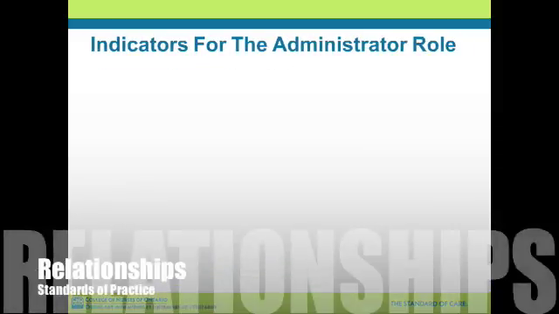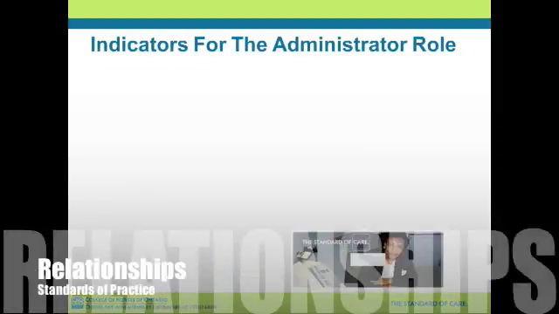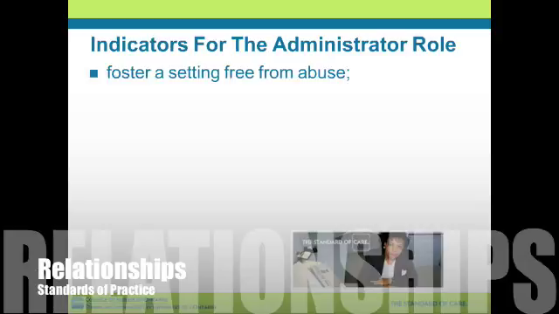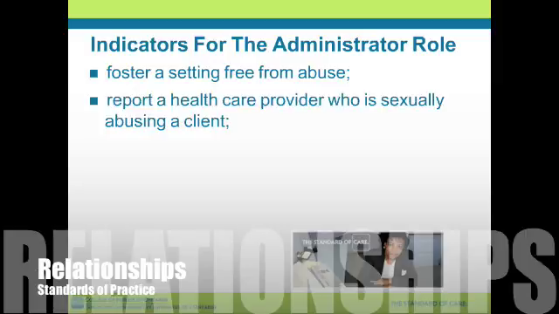In addition to the indicators for all nurses, nurses in the administrator role have added indicators. They are expected to foster an environment in which clients and nurses are free from abuse. This means taking the appropriate action to stop the abuse and manage the situation, and/or report to the appropriate authorities. When a healthcare provider is sexually abusing a client, the nurse must report the colleague to their appropriate regulatory college.